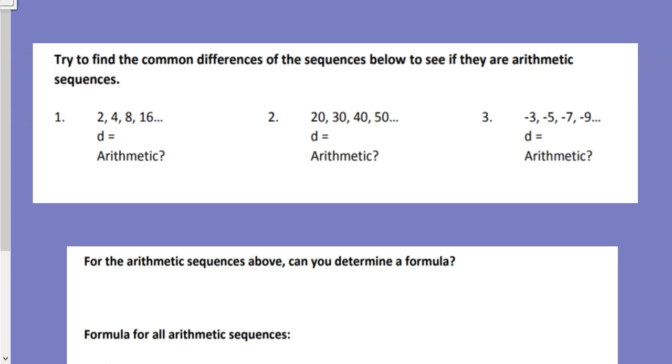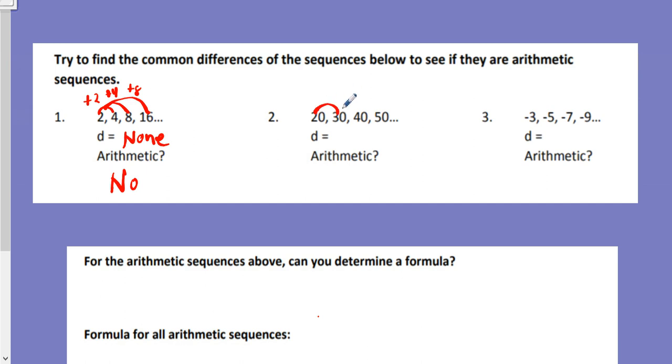Okay, so let's start to make some connections. I know that this video is getting rather long, but let's try to find the common differences of the sequences below to see if they are arithmetic. So my common difference, I have 2, 4, 8, and 16. A common difference is something that I add each time. So first I'm adding 2, but then I'm adding 4, and then I'm adding 8. So there is no common difference because I'm not adding the same thing each time. So no, it's not arithmetic.